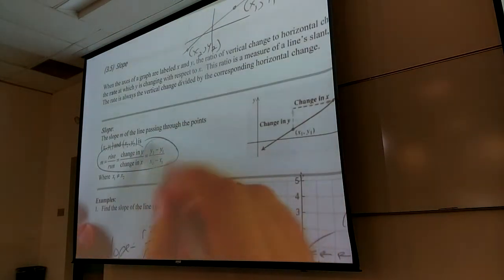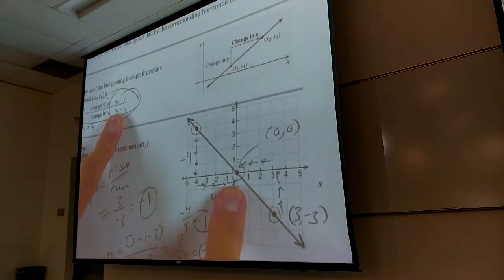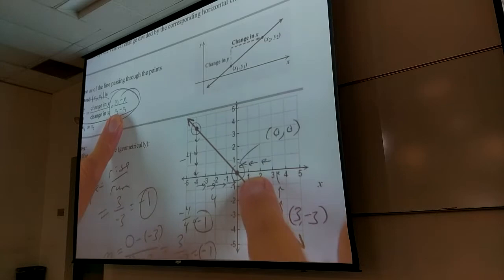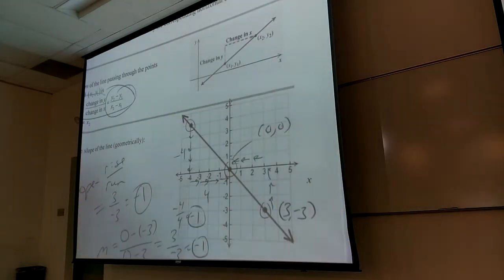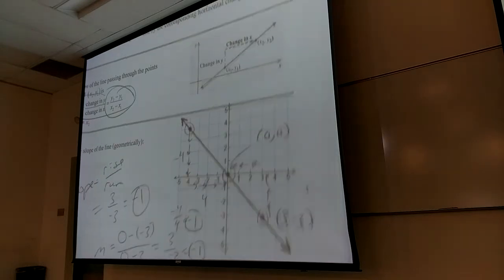So this formula is the same thing that we did here visually. So if I give you a visual, don't use this formula. You can just count up and over. If I give you points, like probably on the next page, this one.